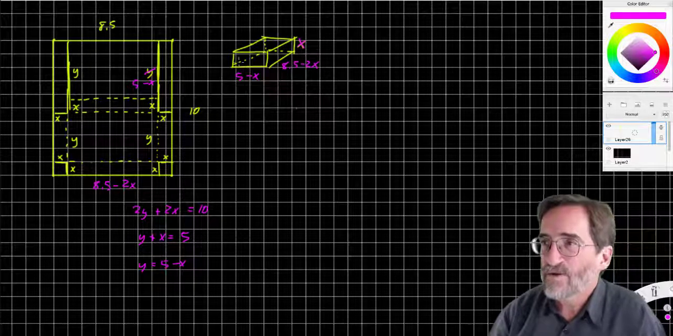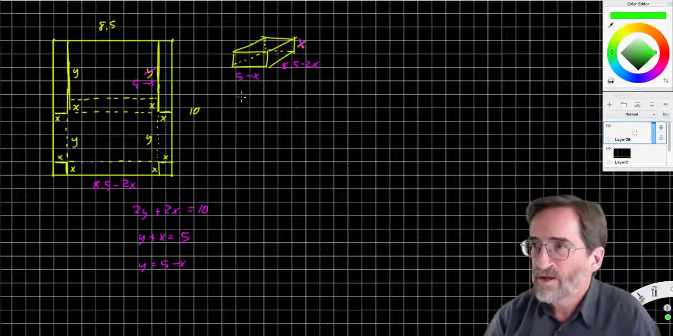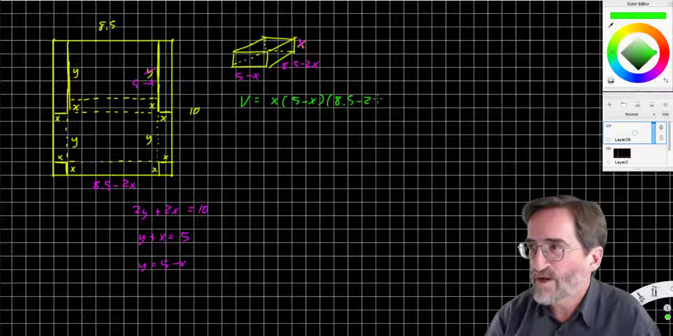All right, so let's take a look at an expression for the volume of the box. The volume is length times width times height, so x times 5 minus x times 8.5 minus 2x.